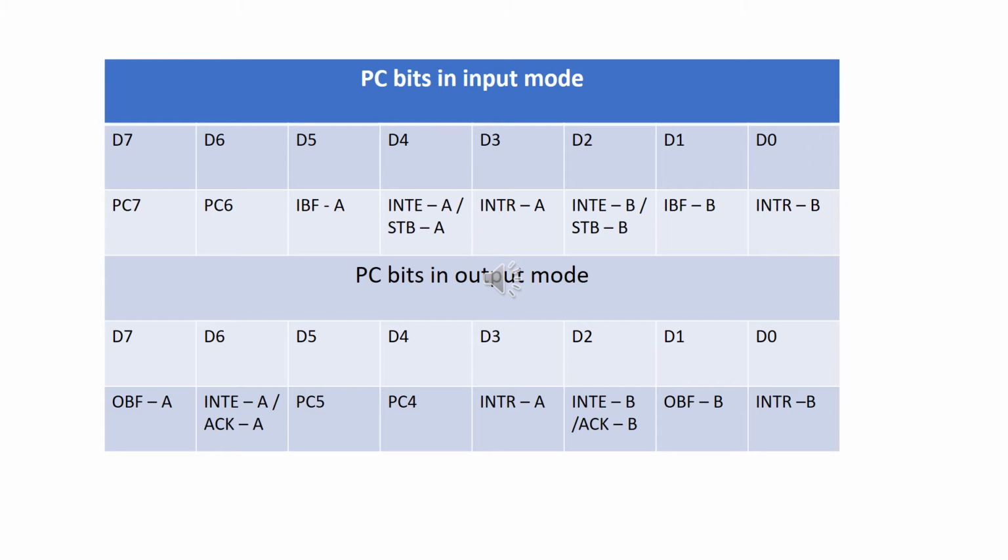Now you can just go through this table. What are the values of PC bits in the input and output modes? So PC bits represent the bits from D0 to D7, that is, now these data pins are used as control pins. Just go through all these things, you have to remember these values.